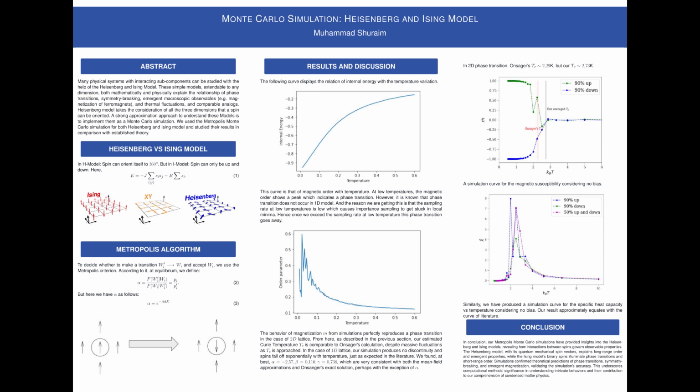So concluding my presentation, our Monte Carlo simulation has provided insights into the Heisenberg and the Ising model, revealing how interactions between the spins govern observable properties. The Heisenberg model, with its quantum mechanical spin vectors, explains long-range order and emergent properties, while the Ising model's binary spins illuminate phase transitions and the short-range order. Simulations confirmed theoretical predictions of the phase transitions, symmetry breaking, and emergent magnetization, validating the simulation's accuracy. This underscores computational methods' significance in understanding intricate behaviors and their contribution to our comprehension of quantum physics. Thank you.